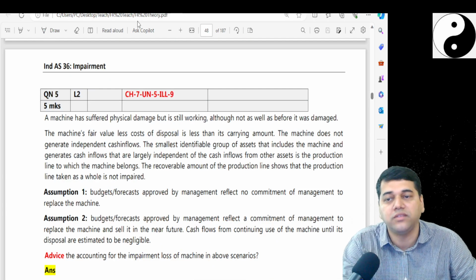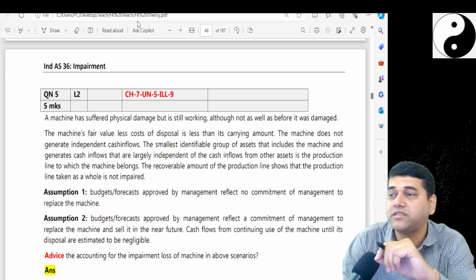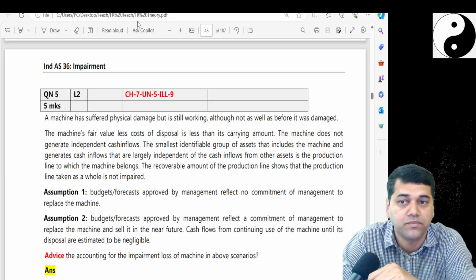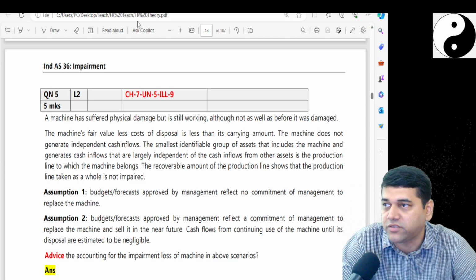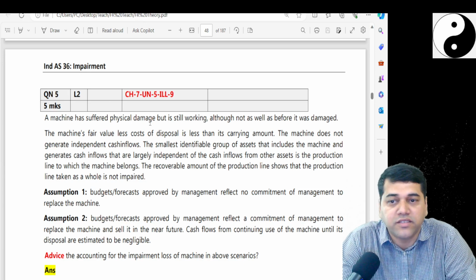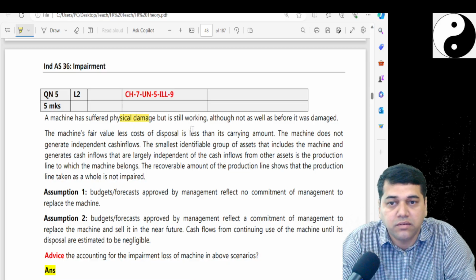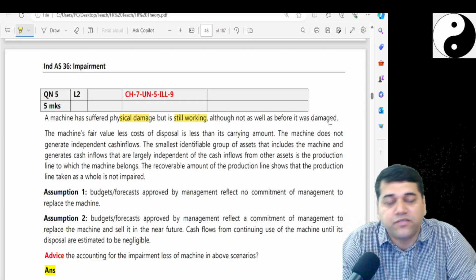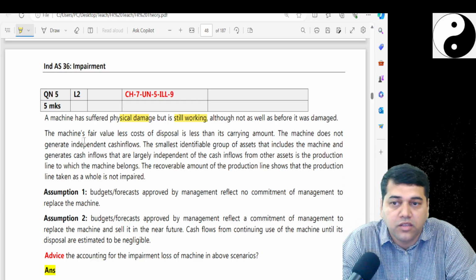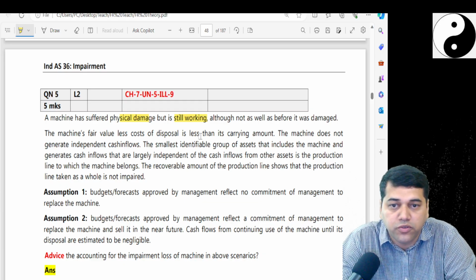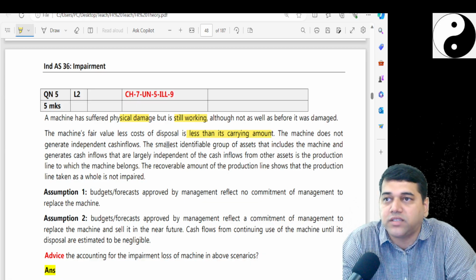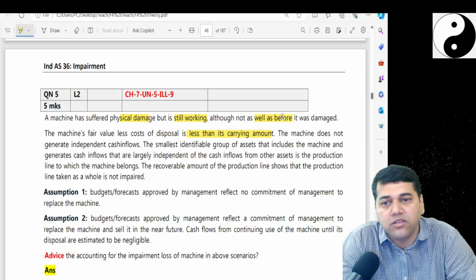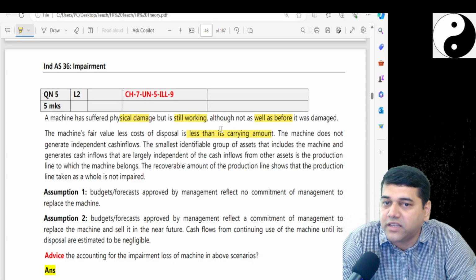Yes, so now this is the last thing we were solving. Now let us discuss some important theory questions which are highly probable for your examination. Up to question number 4 we had already discussed. Now, a machine has suffered a physical damage, but it is still working, although not as well as before its damage. The machine's fair value less cost of disposal is less than its carrying amount. Yes, definitely. Once it gets damaged, you cannot earn cash as earlier. Obviously your fair value will be less than the carrying amount.